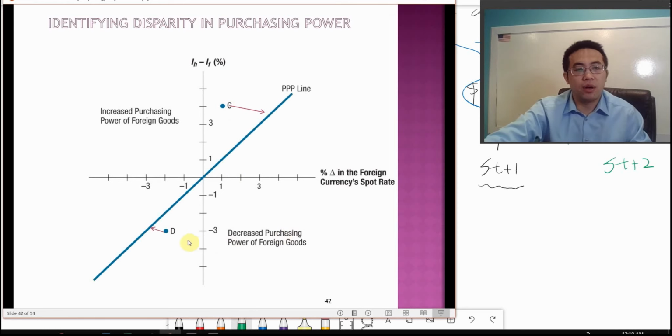For point D, the answer is the same. It will gradually converge to the PPP line. At point D, our home inflation is relatively too low. You can see the difference is -3. So the foreign inflation is 3% higher than our home inflation. That's going to make the foreign currency depreciate by 3%. At point D, the depreciation is only 2%, which is not enough. So the foreign currency will keep depreciating until it reaches -3%, the exact amount of the inflation difference between home and foreign.